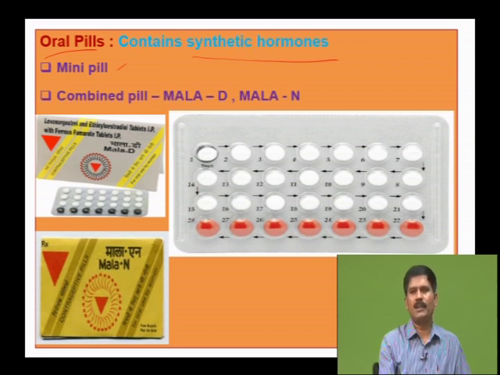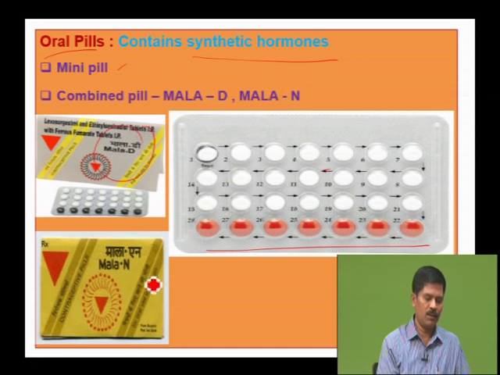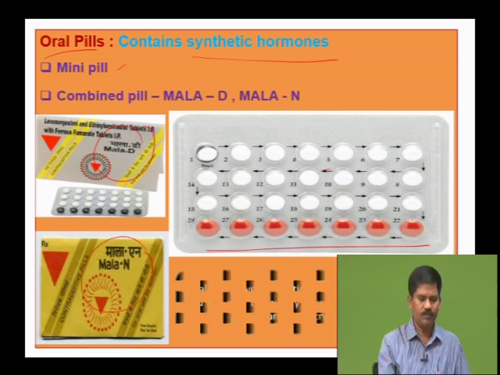These oral pills have to be taken orally continuously for about 21 days, preferably starting from the 5th day. After a gap of 7 days, they should be repeated in the same manner till the female desires to postpone pregnancy. Combined pill examples given here are Mala-D and Mala-N.